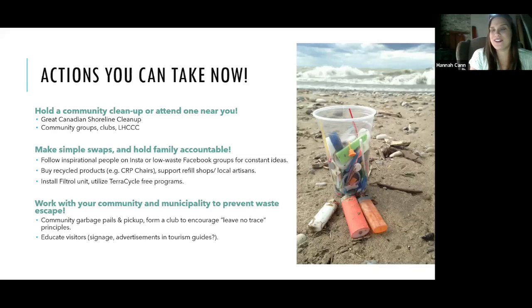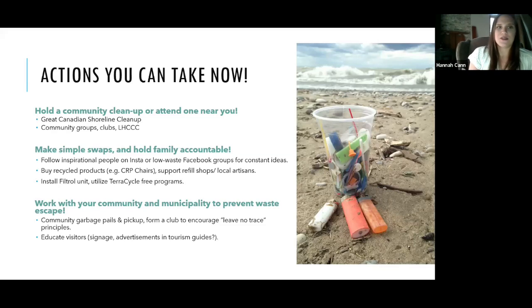And they're fun to do too if you want to just try something out as an experiment, right? And take your own data, be that citizen scientist. If a Katie parent can do it and she's in grade 5, I think we all can, can't we? And then lastly, working with your community and municipality to prevent waste escape.